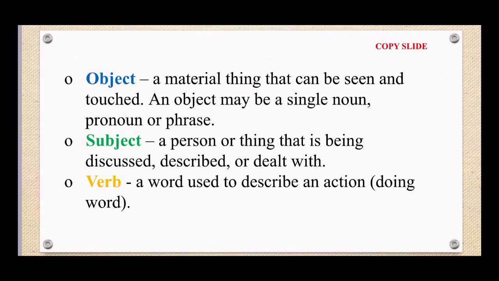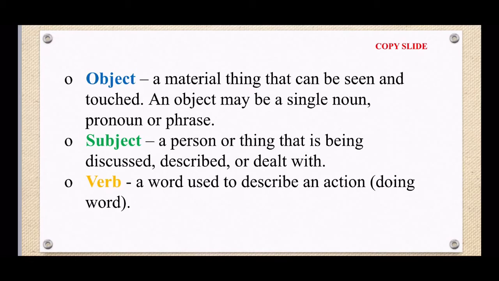Then we have a subject. This is a person or thing that is being discussed, described, or dealt with. So this can be a person or thing, and we can describe this in a sentence, or it's the person who we are discussing in a sentence. Then lastly, we have a verb. We know a verb is a word used to describe an action, and it's a doing word. For example, I am climbing a mountain. Climbing is my verb because it's an action that I'm doing.